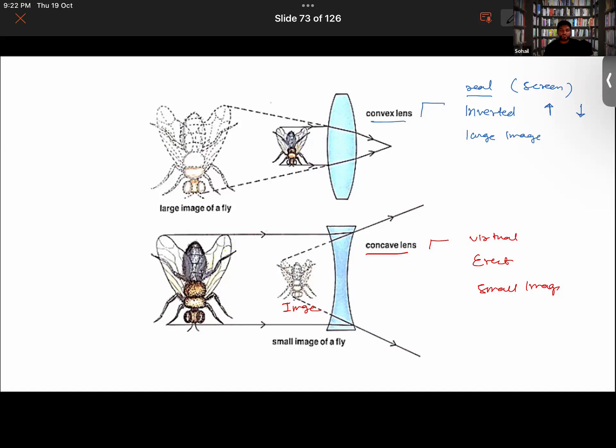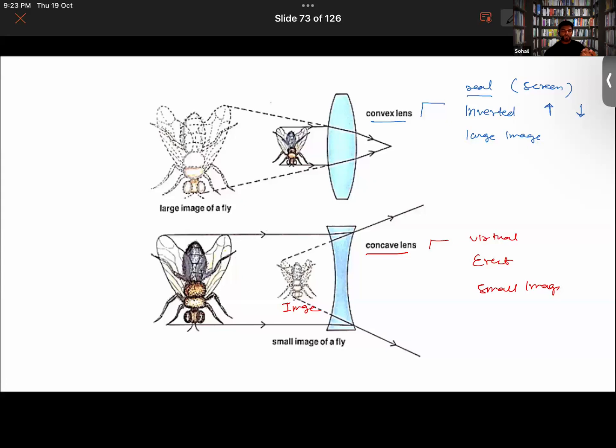Converging or diverging? Converging. Converging mirror, right? So the reflecting surface was bent inward, and the light rays are actually converging at a point. It's not that it appears to; it is actually converging at a point. The image formed by the concave mirror was real, inverted, and much smaller than the object. Sir, isn't it magnified? Yes, magnified, exactly. Virtual, erect, and magnified.